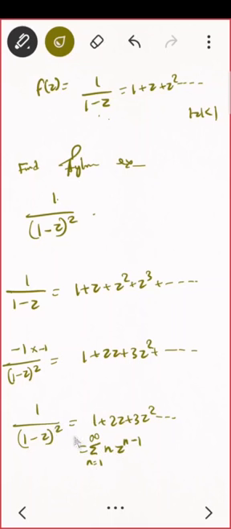So always try to see whether what you want to find has some relation to something you already know. Suppose you want 1 upon 1 plus z, then you just have to put minus 1 at the place of z everywhere. That's it. Try to observe this thing, correct?